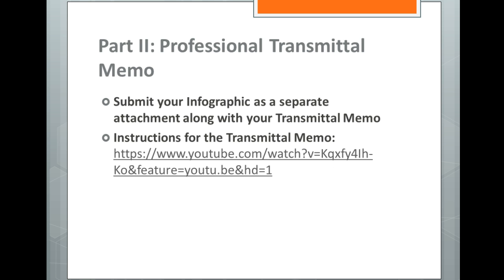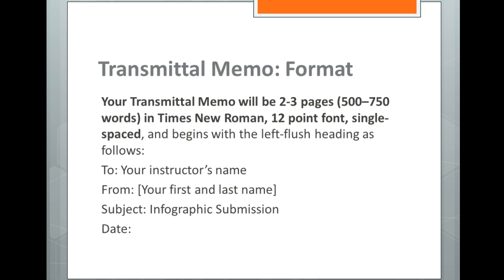Part 2 is the professional transmittal memo. You'll submit your infographic as a separate attachment along with your transmittal memo. Instructions for the transmittal memo are in another video that I've created for you, also hyperlinked at the bottom of your prompt and here in the PowerPoint. The transmittal memo format is explained in your prompt, but just to review, it's to be 2 to 3 pages, 500 to 750 words, Times New Roman 12-point font, single spaced, flush left heading as follows.